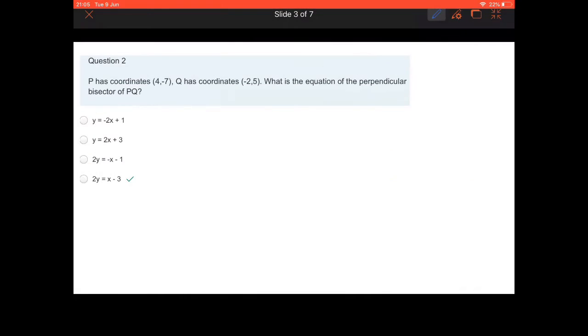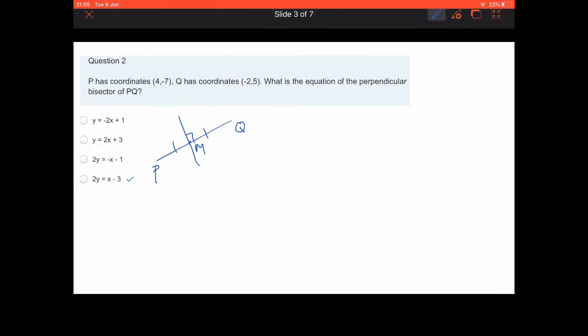Okay, question 2. P has coordinates (4, -7). Q has coordinates (-2, 5). What is the equation of the perpendicular bisector of PQ? So again, a sketch is quite useful here. We've got P and Q. Quick sketch of what a perpendicular bisector is. We know to find the equation of a straight line, we need the gradient of that line and we need a point that lies on the line. So the point that's going to lie on this line that we can use is the midpoint.